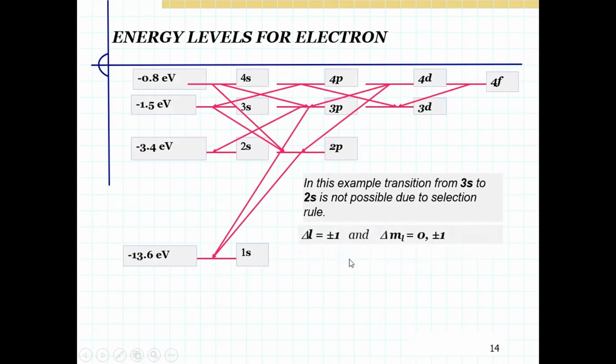It is due to the selection rule. The first selection rule is delta L must be plus minus 1, either plus 1 or minus 1. So from S to S, the L remains, so delta L is 0. However, from P to S, this is one jump. Similarly, from P to D or from D to P, transition is possible. From F to D is possible. From F to P is not possible.